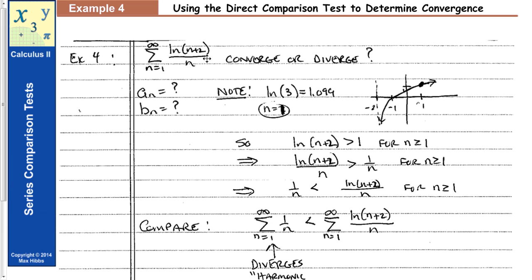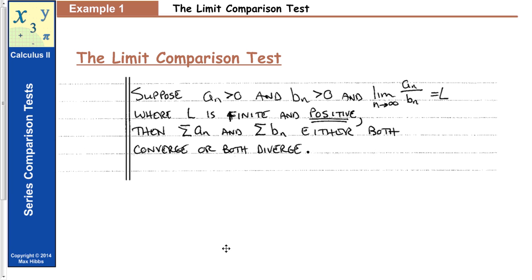Well, sometimes it's an easy test to use, and other times it's very difficult. So I'd like to switch gears at this point and talk about the other series comparison test, called the limit comparison test. Now, what we've been looking at is the direct comparison test, where we're comparing the convergence and divergence of two series to make a decision.